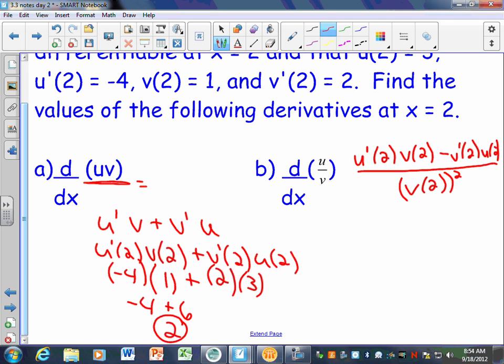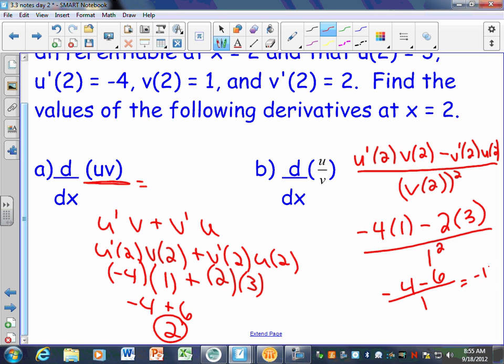So I think we should take -4 times 1 minus the derivative at 2 of v is 2 times, what's up there? 3? I can't see it up there. All divided by v of 2 squared, which would just be 1 squared. So you get -4 minus 6 all over 1, which should turn out to be -10. It's really easy to pull the wrong numbers when you're doing that. But does that make sense for those of you that maybe didn't do it right this time?